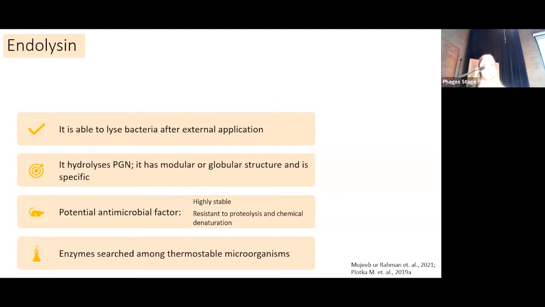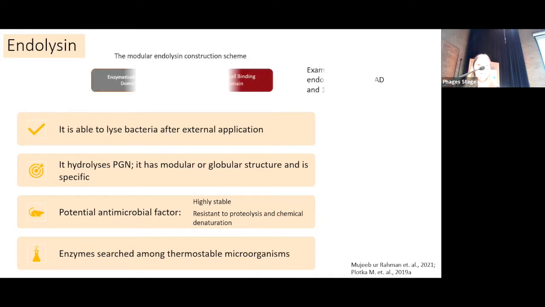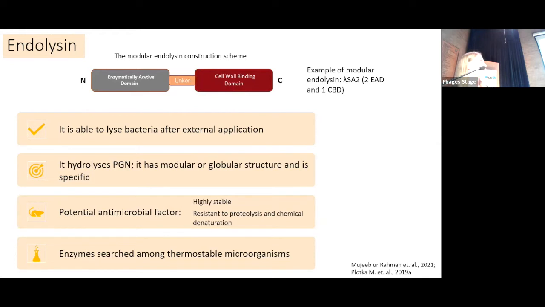Okay, so let's focus on endolysins. They are able to lyse bacteria after external application, and some of them can pass through the outer membrane of gram-negative bacteria. They hydrolyze peptidoglycan, so it is what we are looking for. Endolysins that derive from phages that infect gram-positive bacteria mostly have a modular structure and are built of an enzymatically active domain connected by a linker with a cell wall binding domain. They can also have more than one of each domain. An example of such an endolysin is lambda SA2.